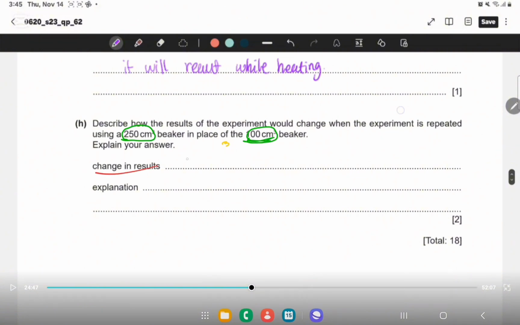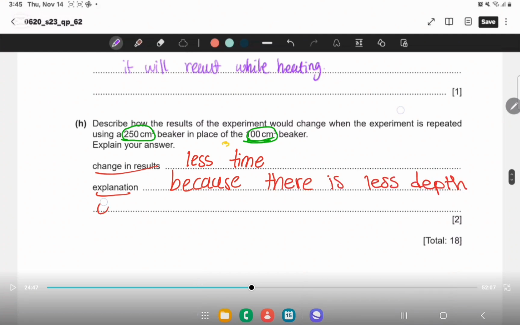Okay, so what's the answer? The change in results would be it would take less time. And why? Explanation: because there is less depth of the liquid to look through.